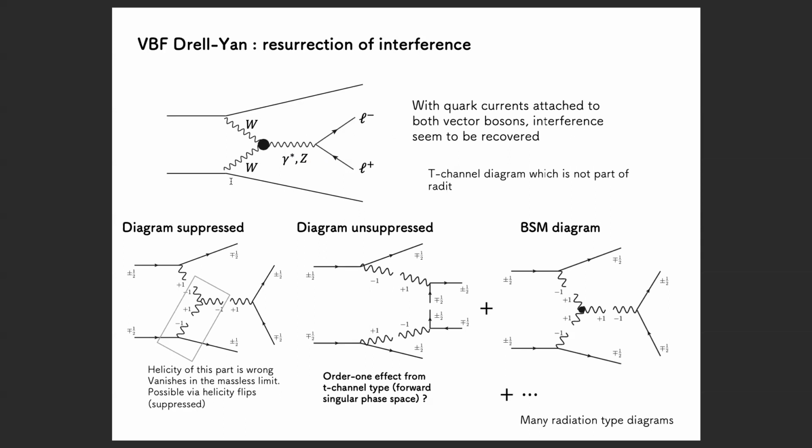So that means if you just apply the EWA naively, then you dump this kind of interference structure. But another interesting point of this process is that this is a T-channel, not an S-channel. So that means this interference is probably enhanced in the forward region where you expect some kind of singularity, which is a very different case from the typical thing. That is something we promote in our paper.